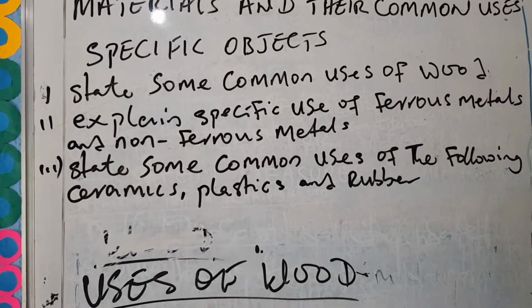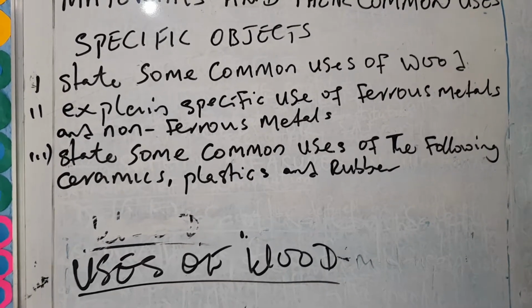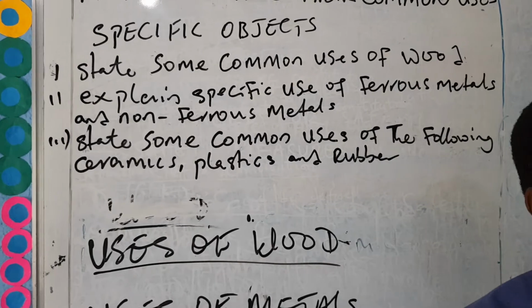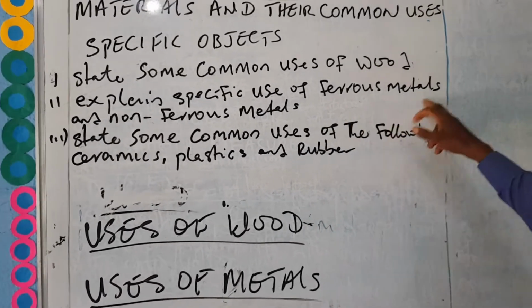Any machine handle is made up of what? Cast iron. And gear wheels. They are under what? Cast iron. Now we'll take a look at the stainless steel. Stainless steel is under ferrous metals.